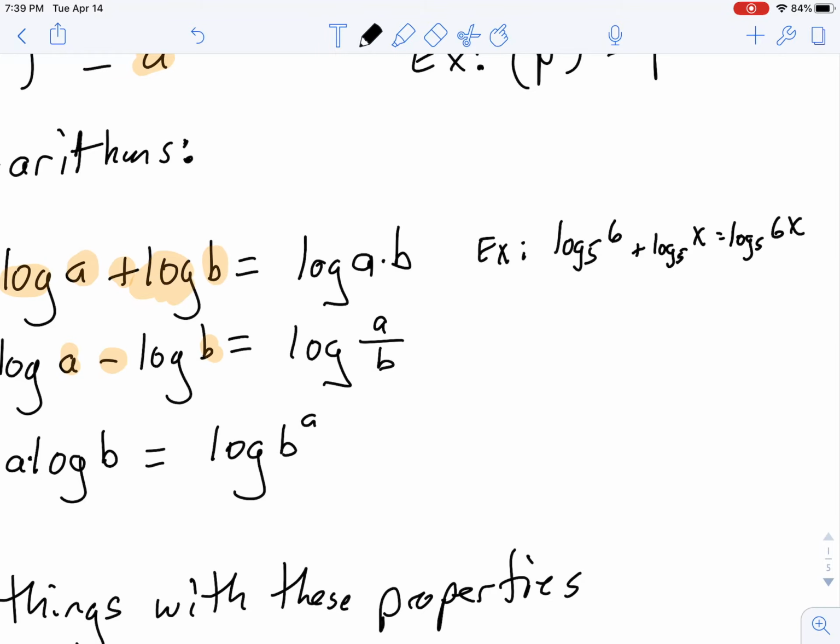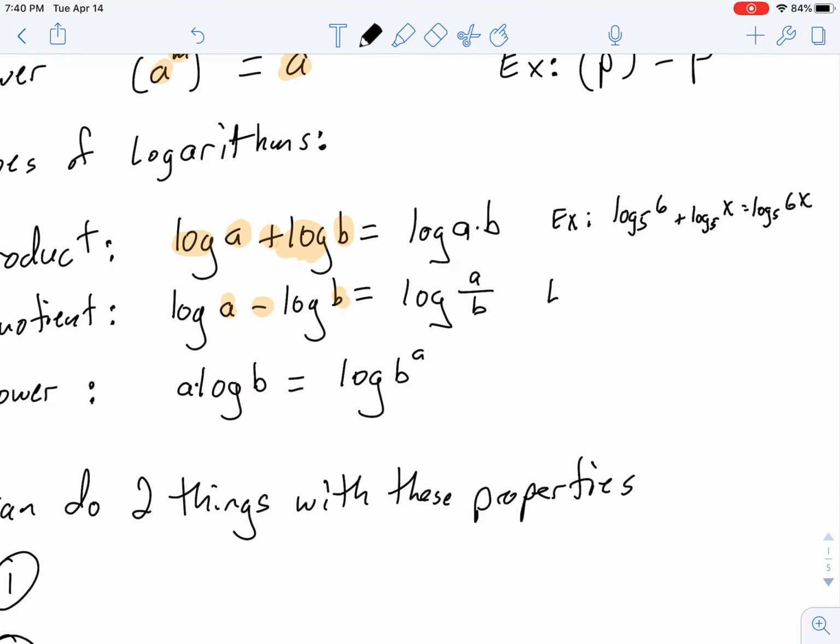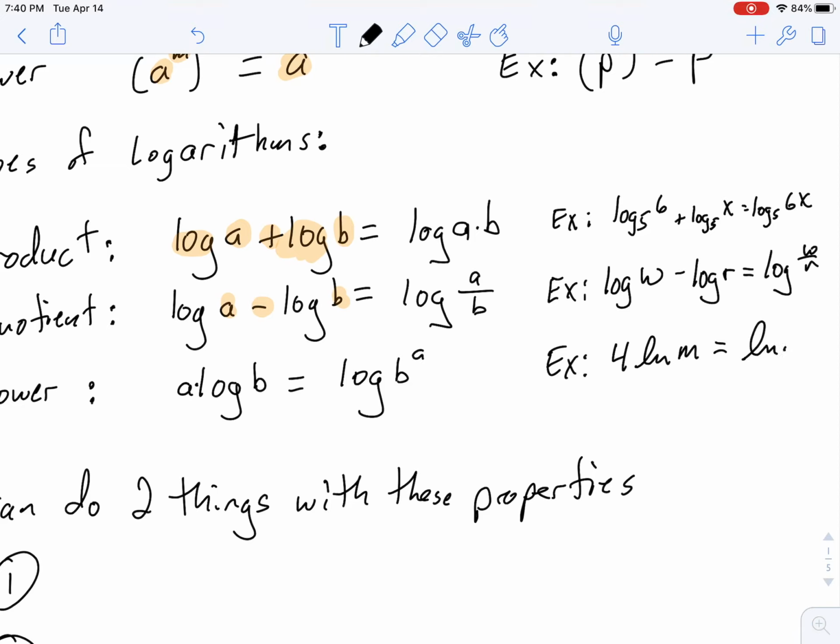There we go. Okay, so for the quotient property, let's say you had log, we'll just do base 10 log. So a common log of w minus the common log of r. That would just be the common log of w divided by r. The third example, let's say you have 4 times the natural log. This works for natural logs too. 4 times the natural log of m. You can convert this to natural log of m to the 4th power.